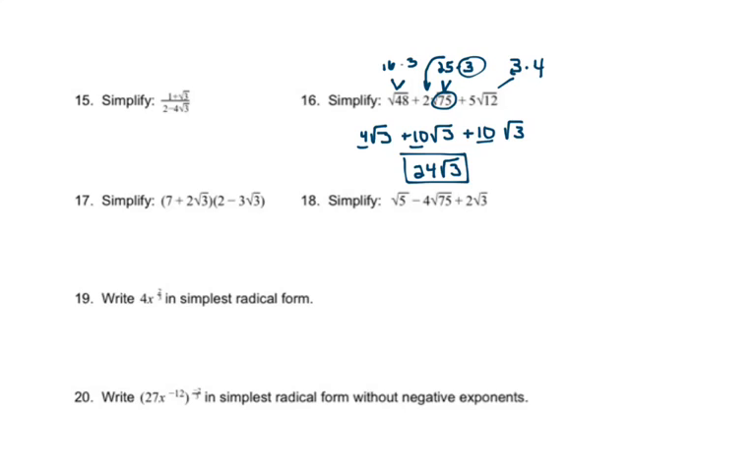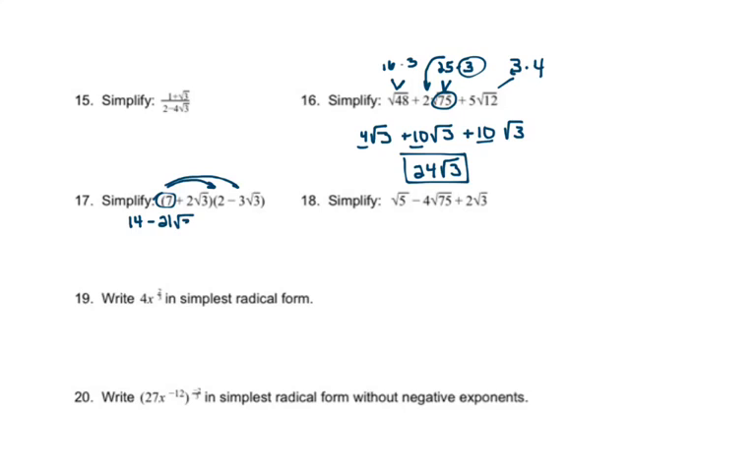Problem number 17 is a FOIL problem. Okay, we've got what we call binomial radical expressions that are being multiplied together. And it's FOIL, but remember FOIL is just an acronym for memorizing what you do when you distribute. So you take 7 times each of these. So we go 7 times 2 is 14. 7 times negative 3 root 3. This is like just a 7 times the negative 3 on the outside. So it gives us negative 21 root 3.